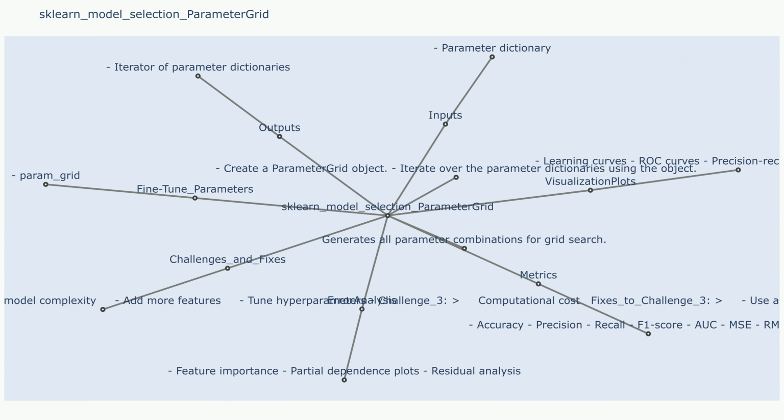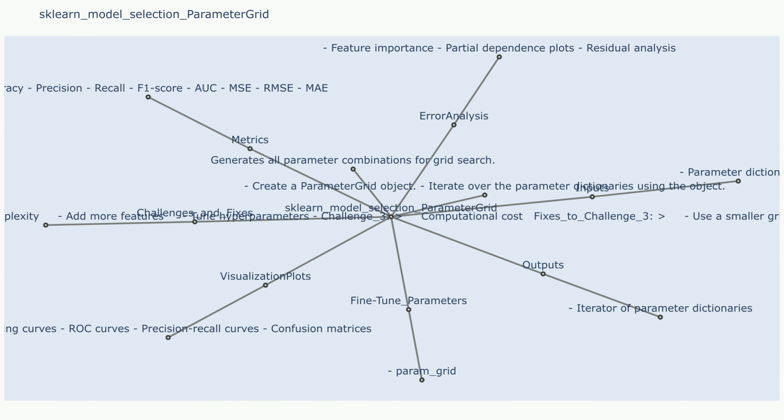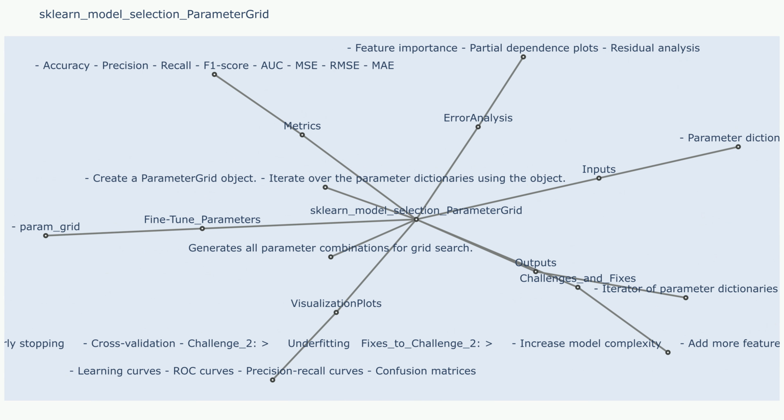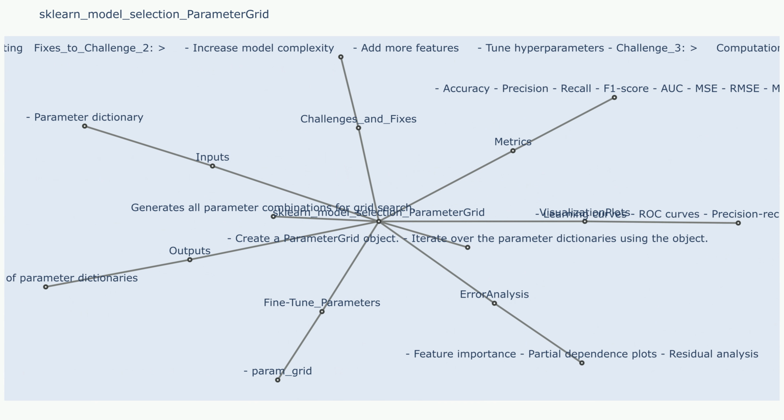Challenge 2: the parameter grid class can be difficult to use for models with a large number of parameters. Sample use case that resulted in Challenge 2: a model with 20 parameters, each with 5 possible values, would require a very large input dictionary. Fixes to Challenge 2: use a more efficient way to represent the parameter grid, such as using a list of dictionaries. Use a library such as Optuna or HyperOpt to automate the grid search process.